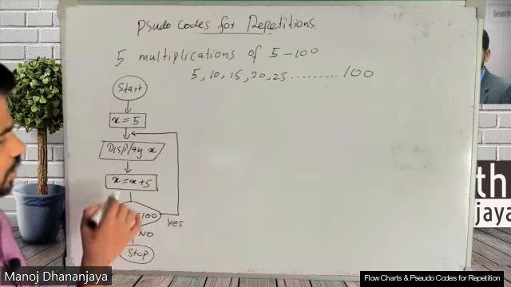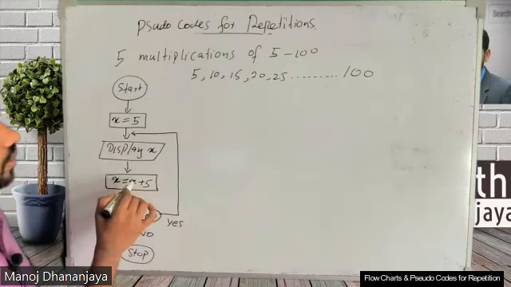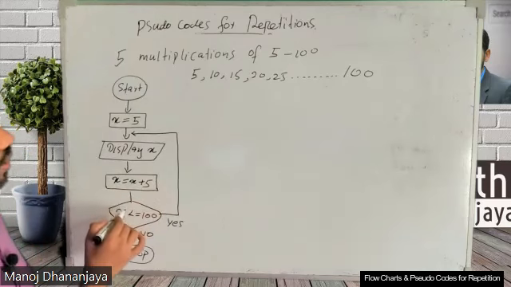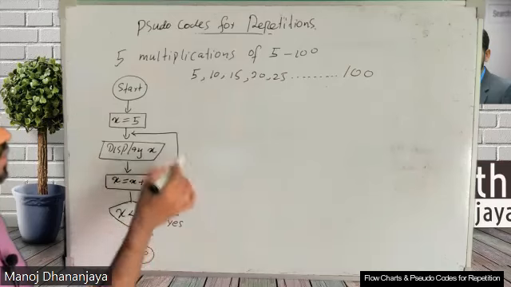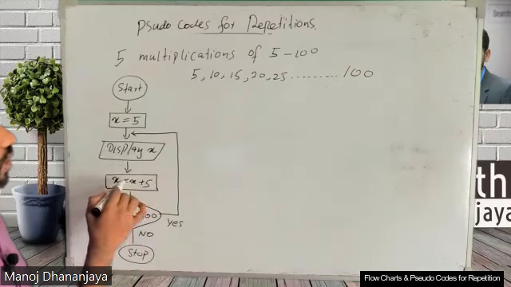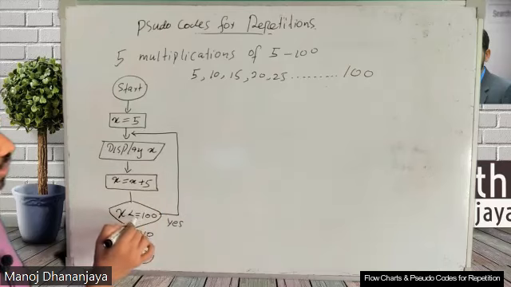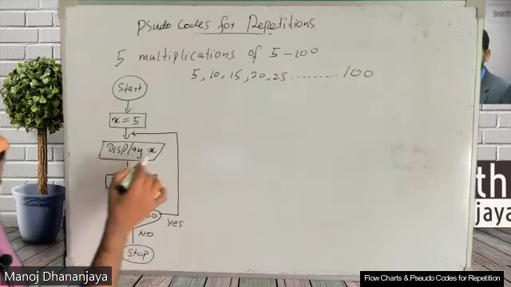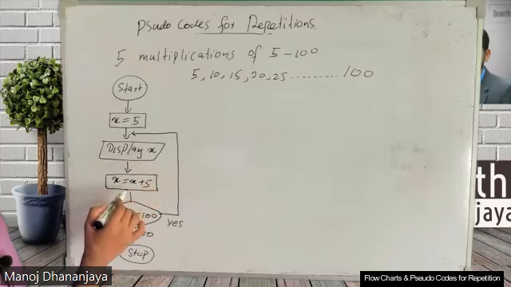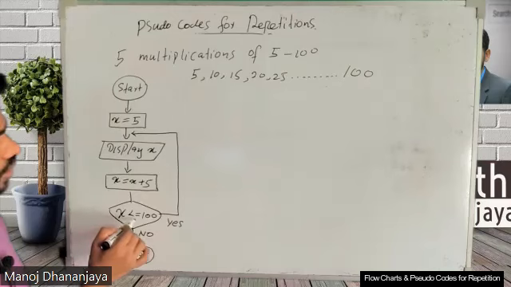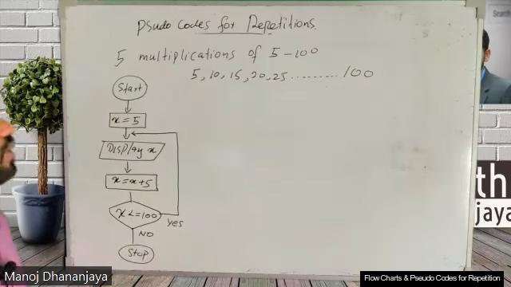If we want to display 100, then there must be an equal sign also. X equal 90 plus 5, 95. Is 95 less than or equal 100? Yes, 95. X equal 95 plus 5, 100. Is 100 less than or equal 100? Yes, 100 will be displayed. 100 plus 5, 105. Is 105 less than or equal 100? No. Right. Now it's okay.